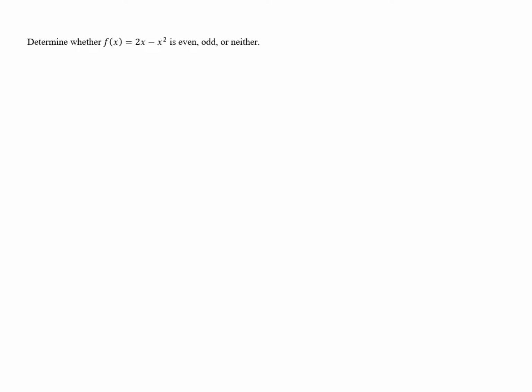Determine whether f of x equals 2x minus x squared is even, odd, or neither. So we've seen before that for a function to be even, we need f of negative x to equal f of x. And for it to be odd, we need f of negative x to be the opposite of f of x. So let's jump in and evaluate f at negative x.